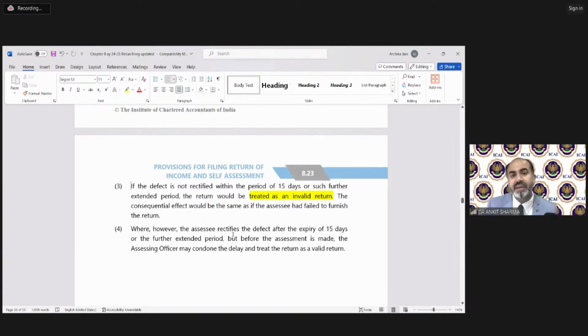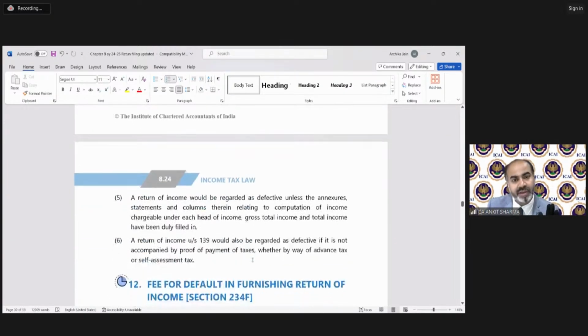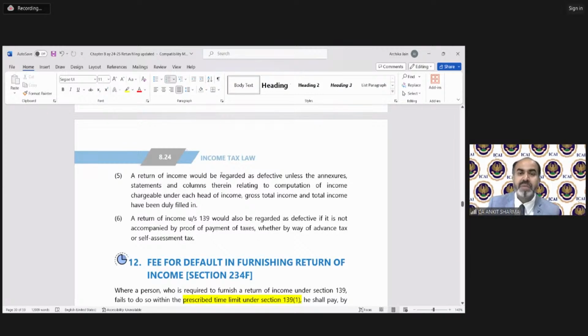However, if the assessee rectifies the defect after the expiry of 15 days or the further extended period, but before the assessment is made, the assessing officer may condone the delay and treat the return as a valid return. Clear? A return of income would be regarded as defective unless the annexure, statement, proof of tax, etc., has been submitted by the assessee. So if you did not pay the tax, the return will be invalid if within a certain time you did not rectify the defect.